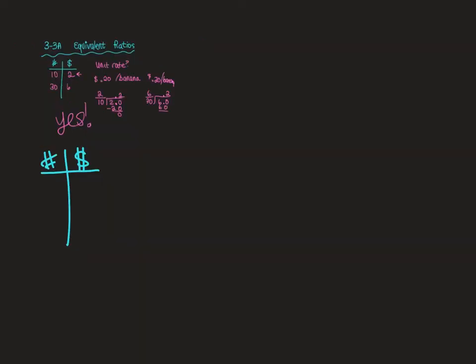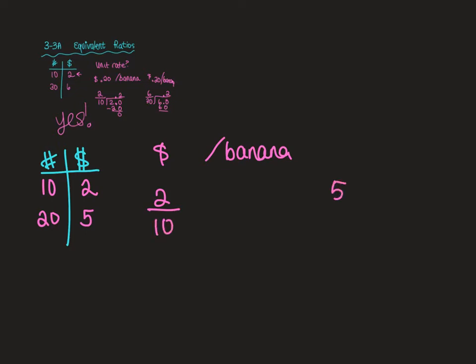All right, let's say we went and got our 10 bananas for $2, but the next day we walked in and we got 20 bananas for $5. Is that equivalent? Well, let's figure out our price per banana. So price is 2, banana is 10. Price is 5, banana is 20. Bring the 2 in the house, bring the 5 in the house. I already know this one was 20 cents.